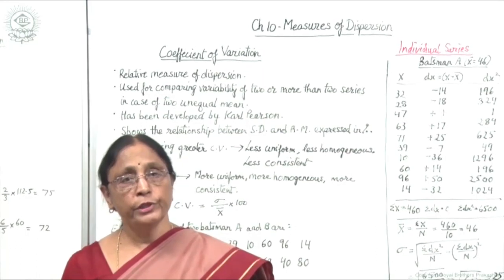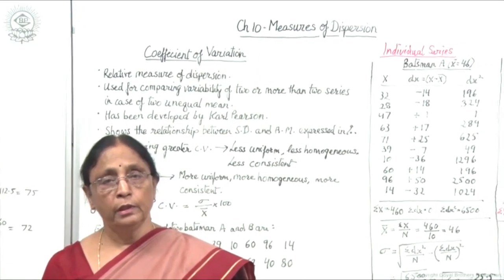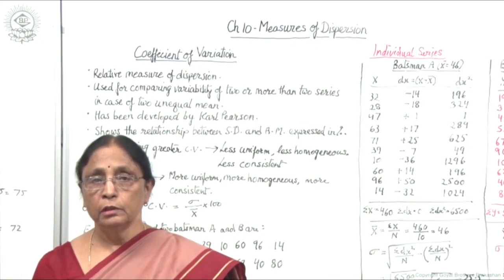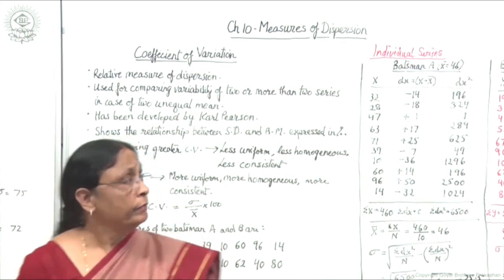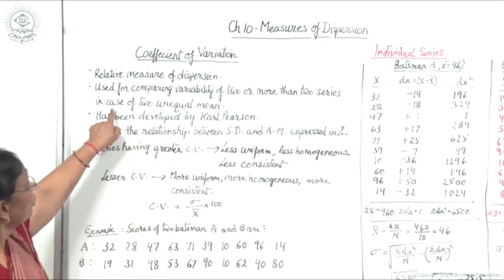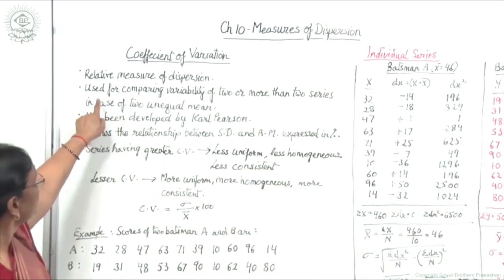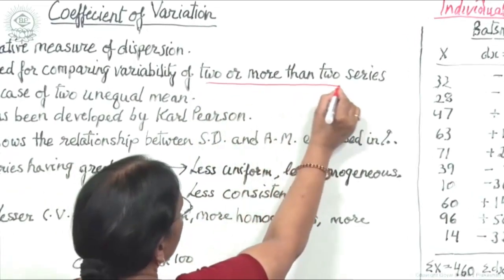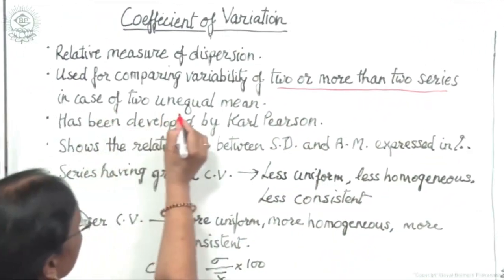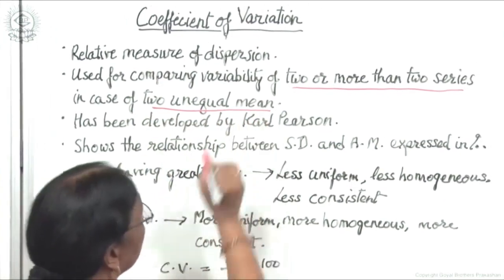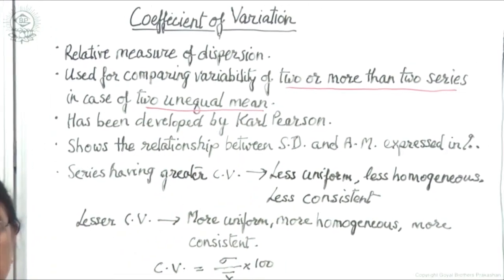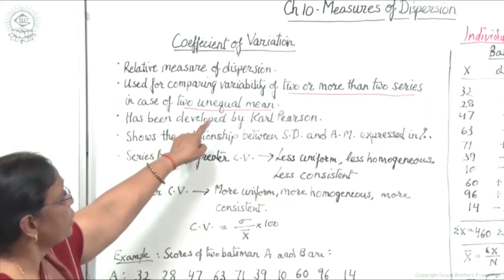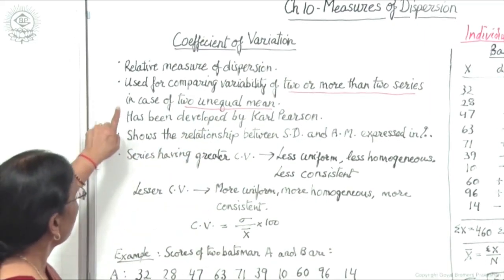But if two series have unequal mean, then it becomes difficult to find out the variation, and then we need to have the coefficient of variation. So this method is used for comparing variability of two or more than two series, especially in case of two unequal means, right?